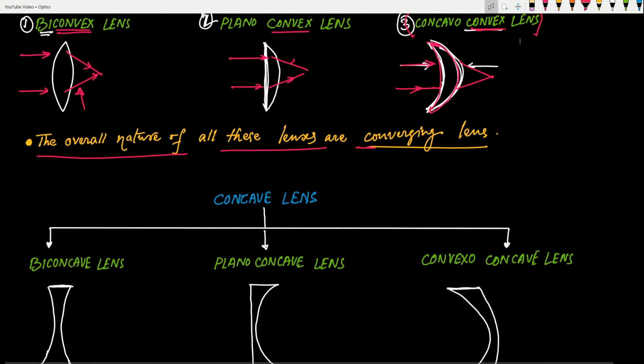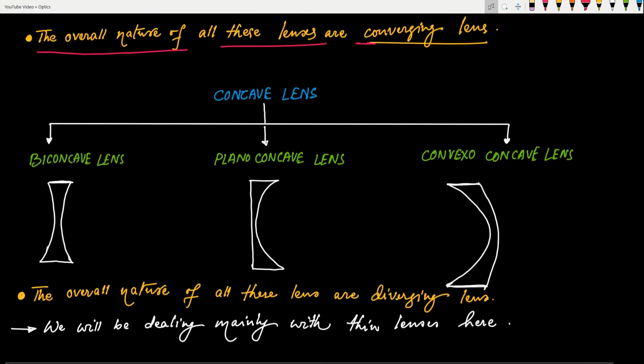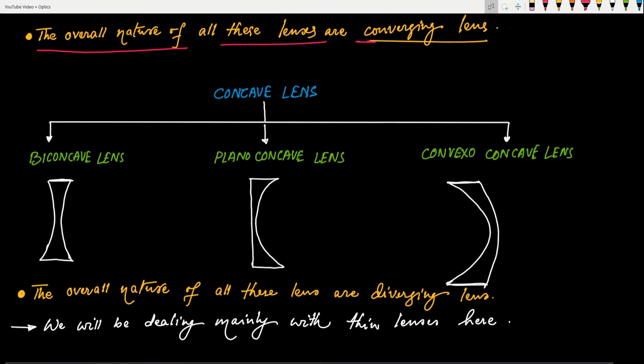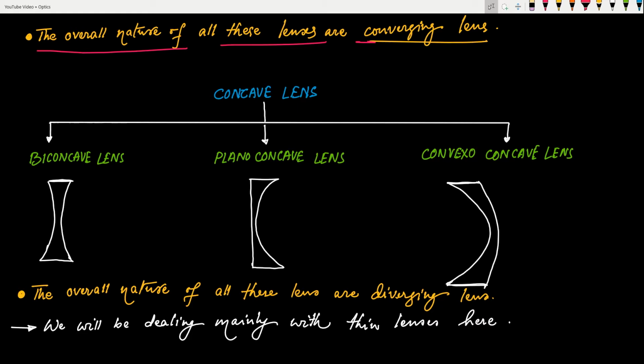Now let's move on to our next classification, that is classification of concave lens. In a similar fashion we can classify concave lens into three parts, that is biconcave lens, plano-concave lens and convexo-concave lens. Again, if you see, it's written that the overall nature of all of these three lenses is diverging. That means after refraction the light will diverge. Since this side is concave and this side is concave, both the surfaces are concave, therefore this is known as biconcave lens. That means if parallel rays come and hit here, after refraction they will move away or diverge.